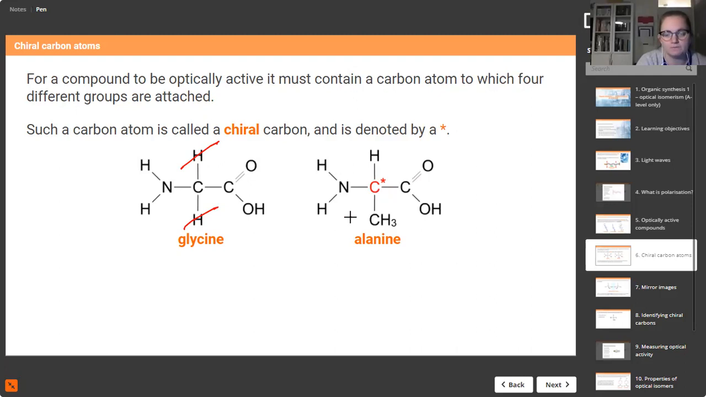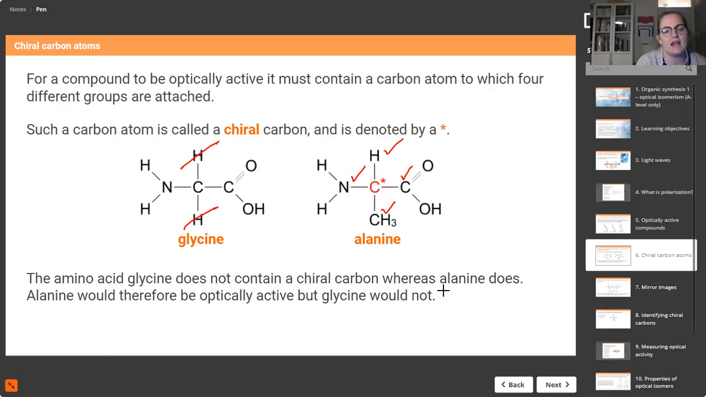Whereas in alanine, we've got hydrogen, no other hydrogens attached, nitrogen, no other nitrogens. We've got our CH3 group attached, and then we've just got our carbon attached. So that is a chiral compound. So the amino acid glycine does not contain a chiral carbon, whereas alanine does. Alanine, therefore, is optically active, but glycine isn't. And remember, we mean it's optically active, it's able to rotate that plane of polarized light.